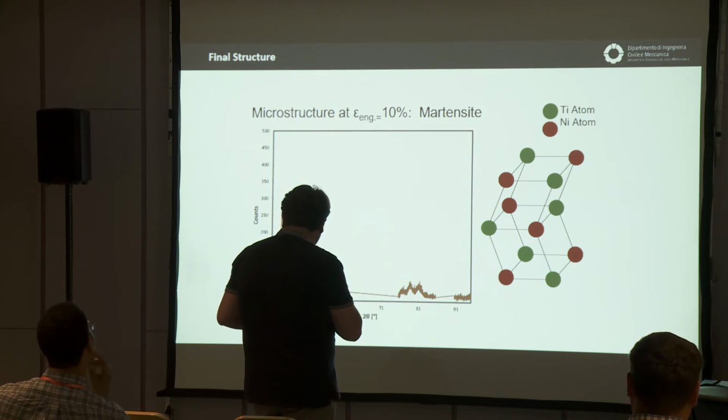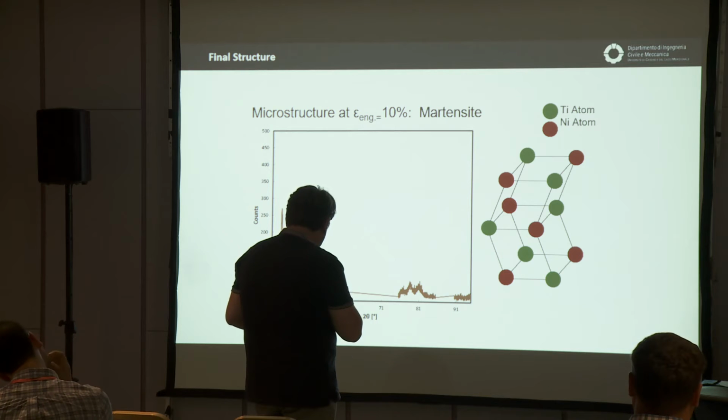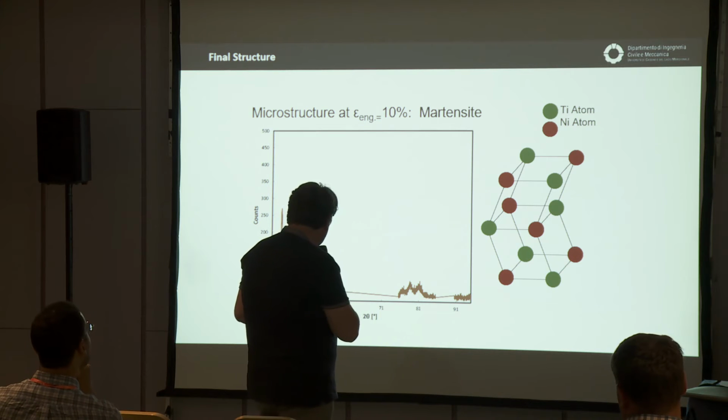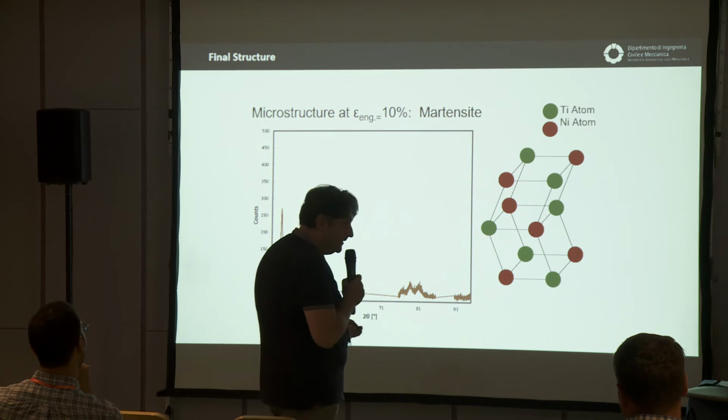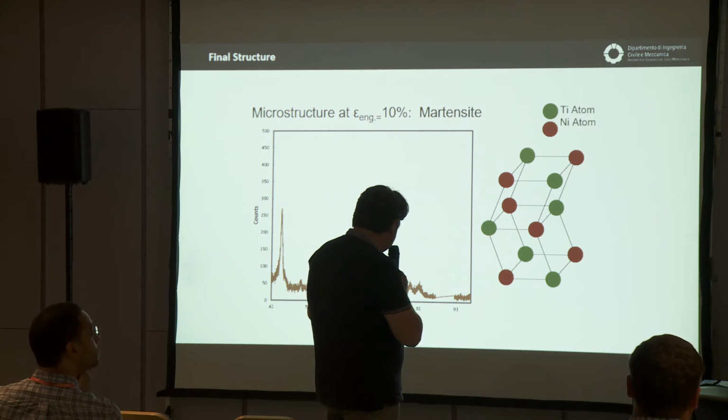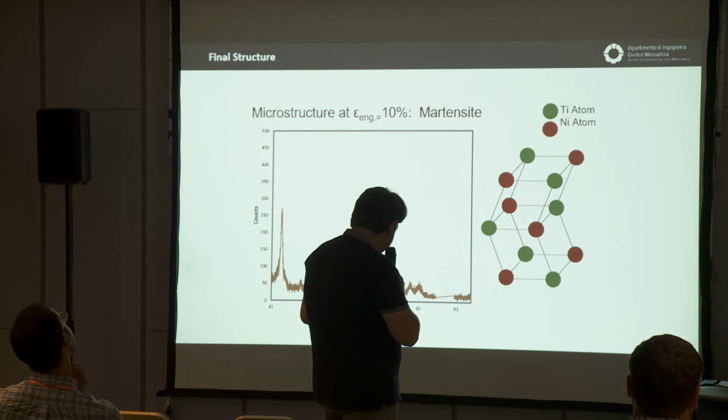Then, at a higher value of deformation, 10%, we have the spectrum of the martensite. You can see here the peaks are completely different, and the peak has moved toward high values of diffraction angle, and the cells are different. We have the presence of a monoclinic lattice characterized by the titanium atom, which moves from the center of the cell to the edge.